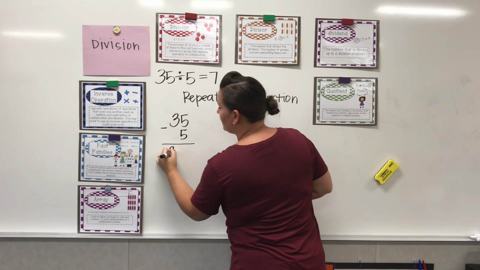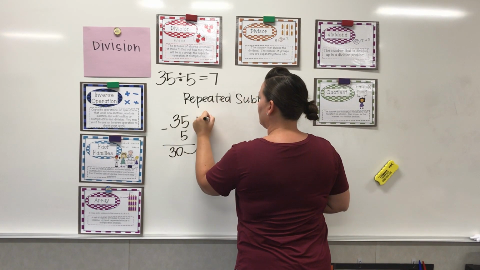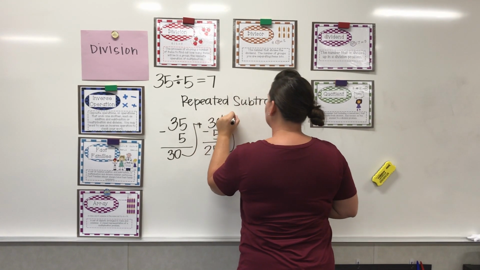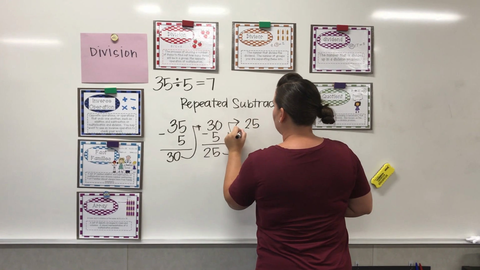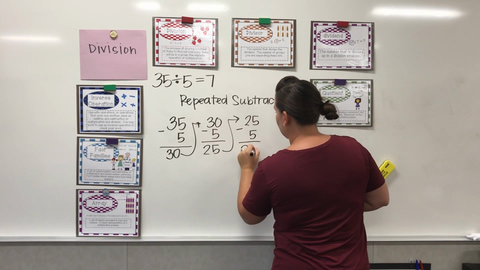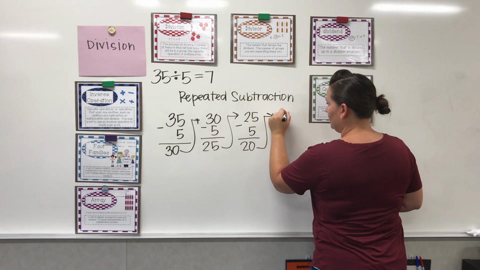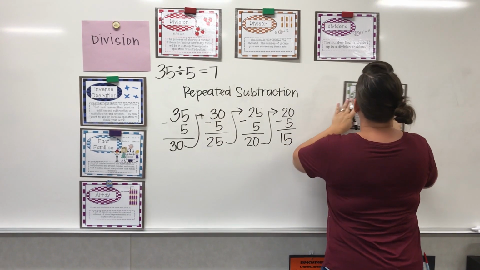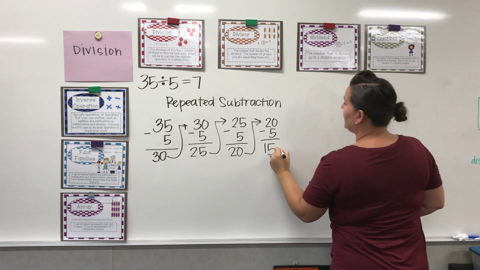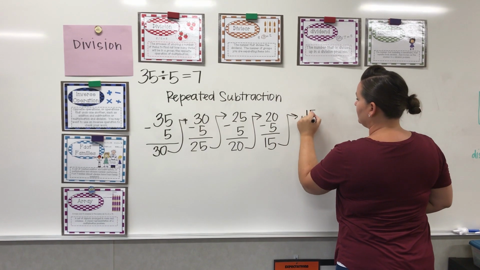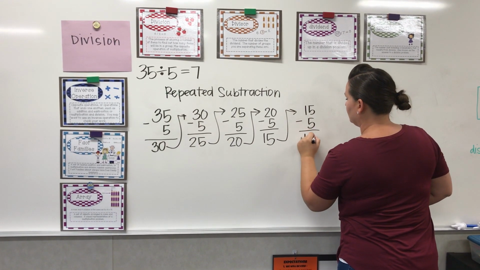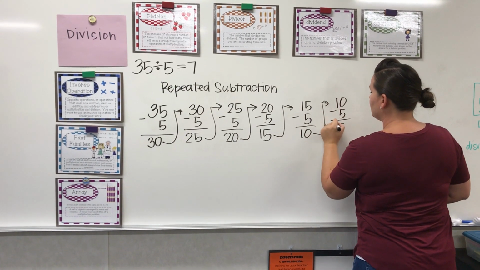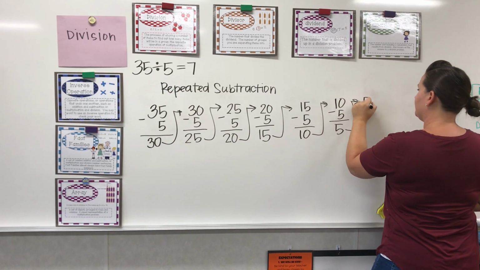Okay, so 35 minus 5 is 30. 30 minus 5, I'm just going to keep subtracting until I get down to 0. So this is a good strategy, but not necessarily the most efficient. Right, because look at how I had to move my paper to give me enough room over here. But to begin with, if this is what you can do, this is what you can do. Yep. And it gets you the answer.